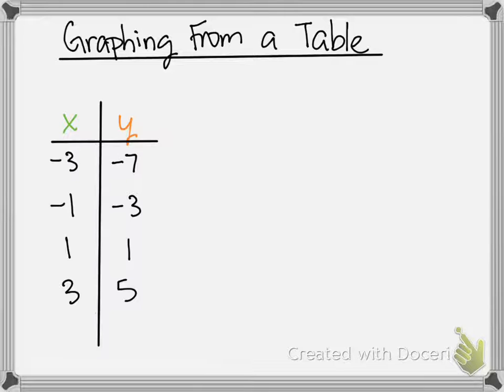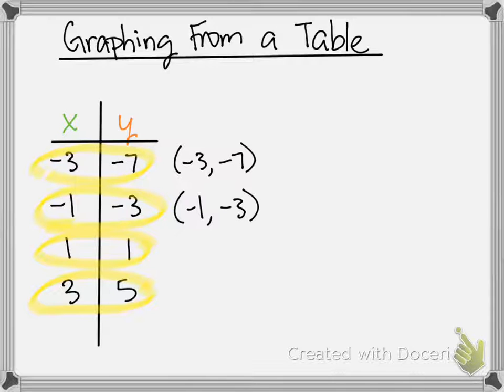And what I like to do when I see tables like this is I like to write out my points as ordered pairs. I feel like it makes it a little easier to tell what's going on. So each pair like this can be written as an ordered pair. So I'm going to write them off to the side like this. So we have (-3, -7), (-1, -3), (1, 1), and (3, 5). And now we have these points written as ordered pairs, and we know exactly what to do with these because we've already done this before.